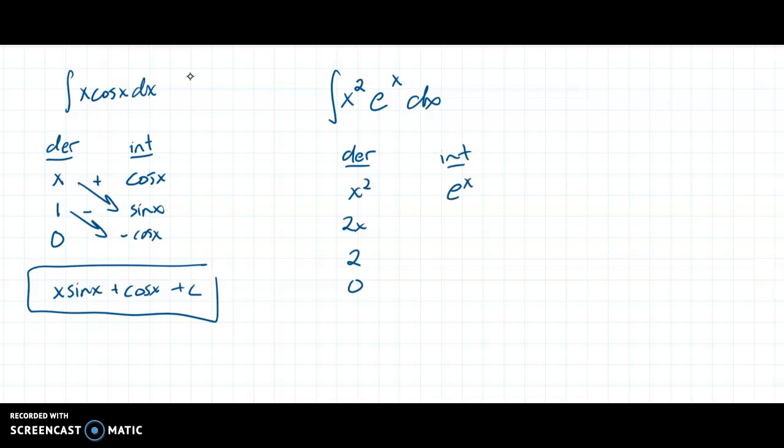Let's write e to the x. What's e to the x integrate to? Oh, e to the x. That's what's nice about e to the x, is it integrates and derives to itself. And now I go alternate plus minus.